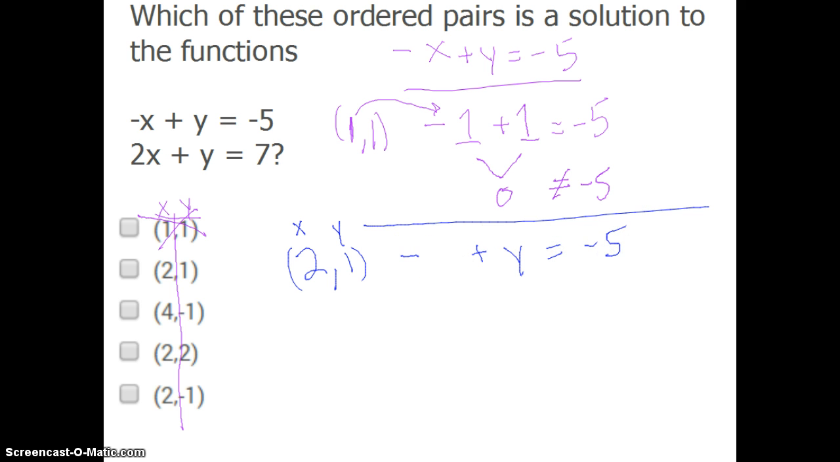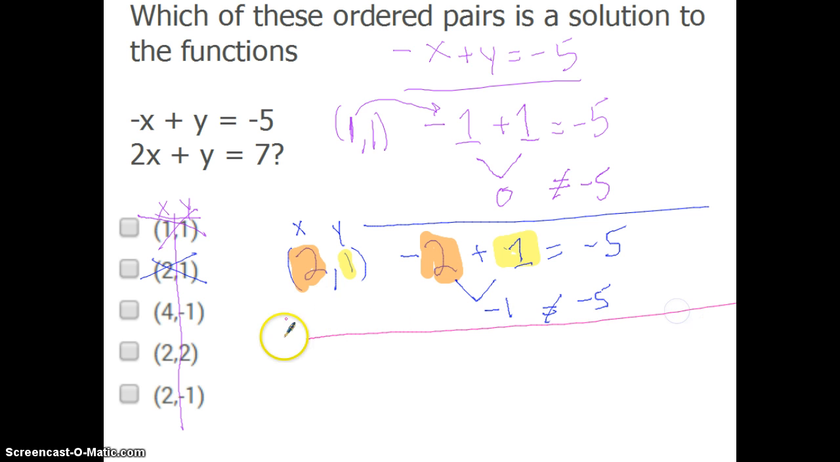So I replace the x with the number 2. So this is where the 2 went. 2 goes here. Okay, and then I replace the y with the number 1. Now, did that work? So -2 plus 1. Well, the 2 is 1 bigger than the 1, so that's -1 equals, no, it does not equal -5. Okay, so I can scratch this one out. That's not a possibility. All right, well, we're just plugging along here.